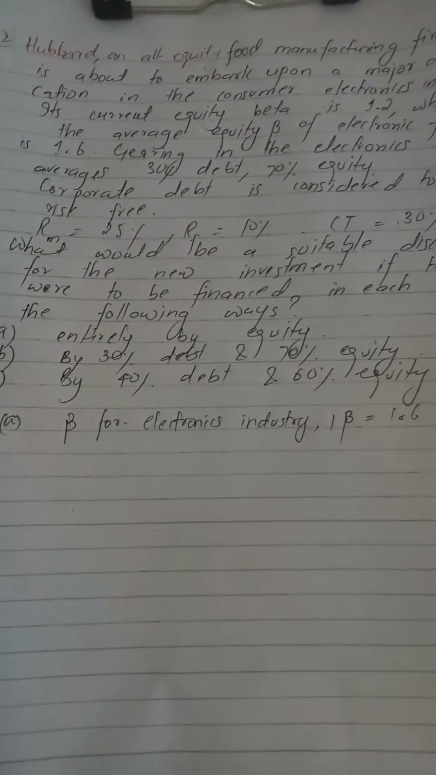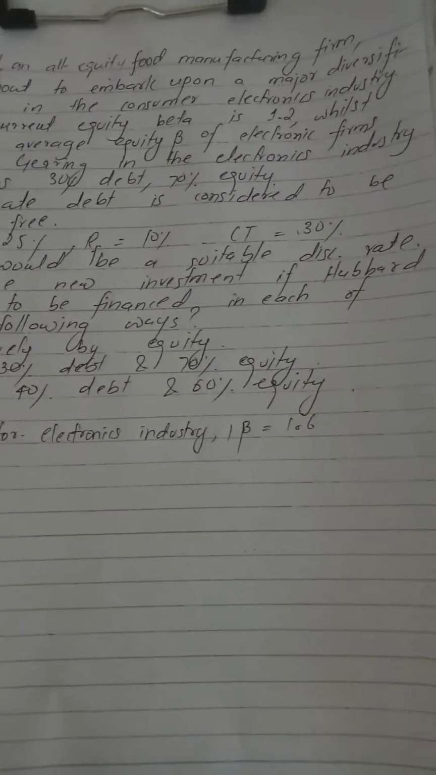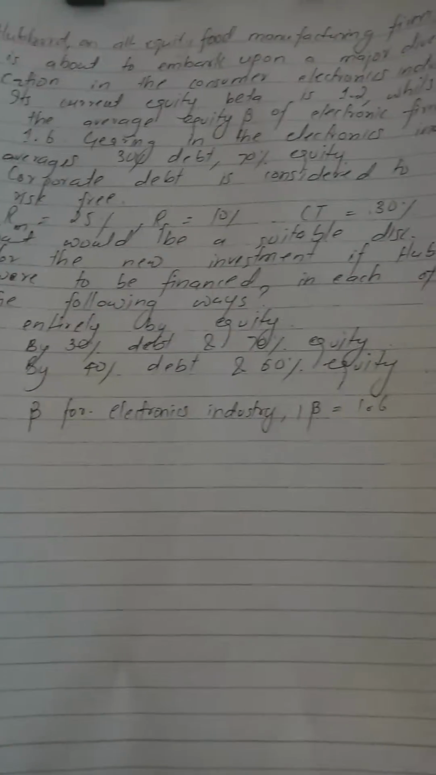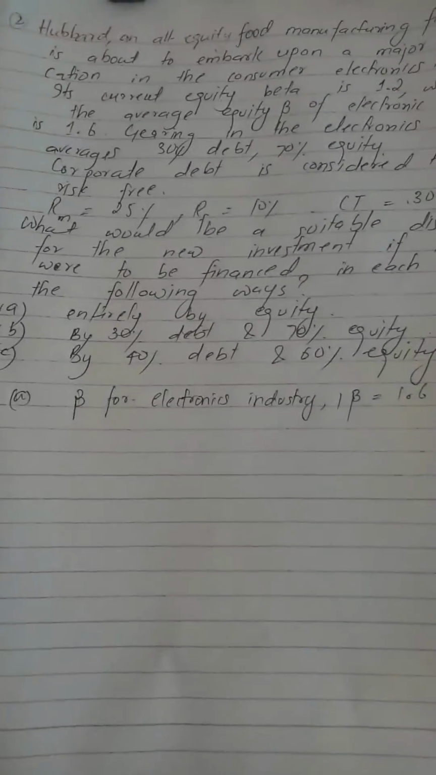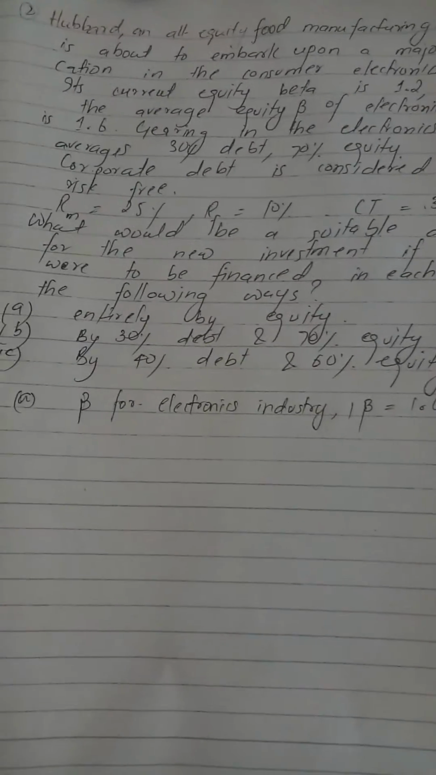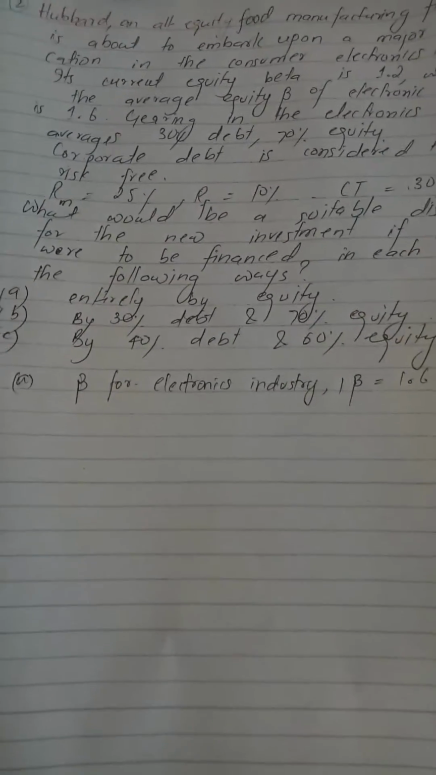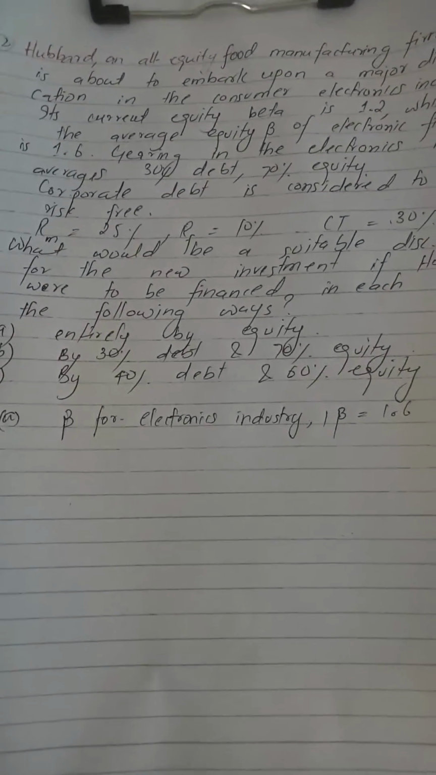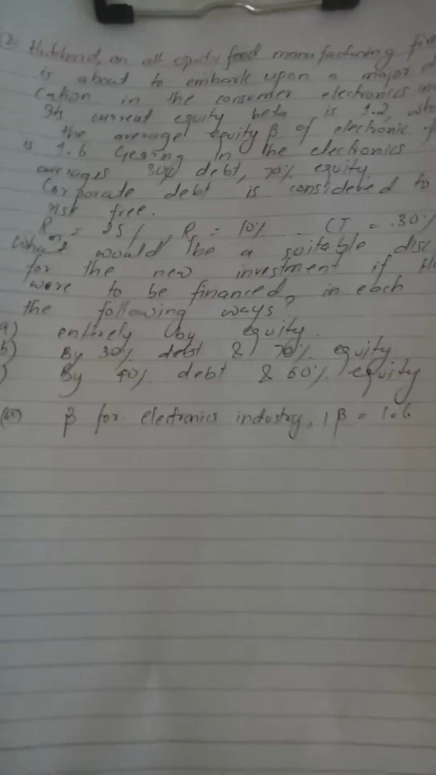RM is 25%, RF is 10%, and the corporate tax rate is 30%. What would be a suitable discount rate for the new investment if Hubbard were to be financed in each of the following ways? Entirely by equity, by 30% debt and 70% equity, by 40% debt and 60% equity. So we're going to see it.